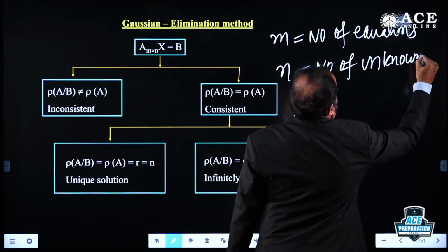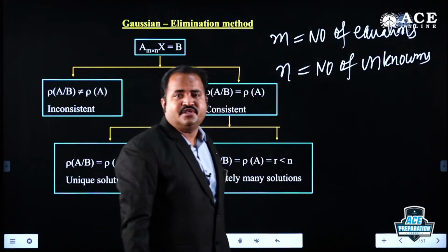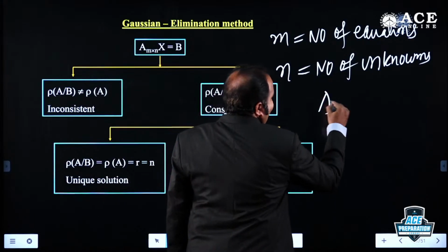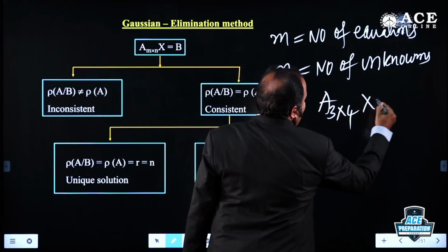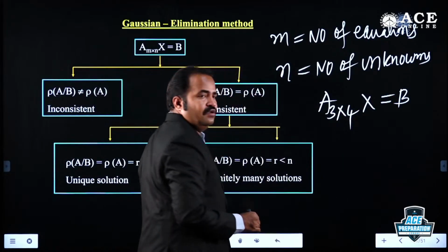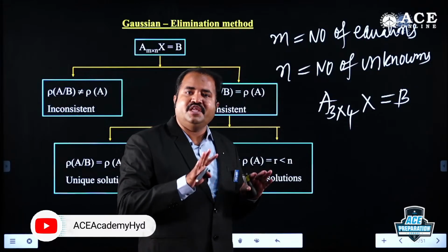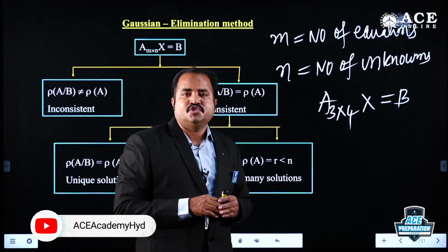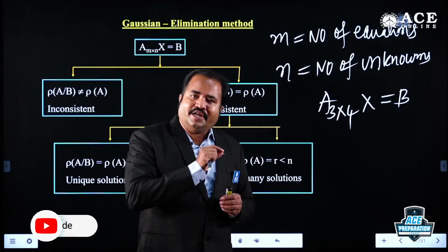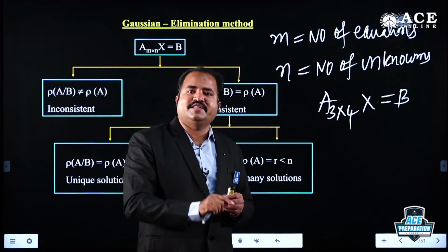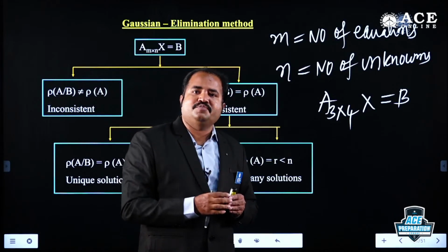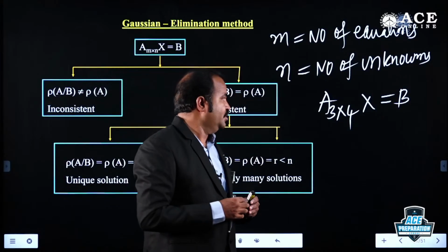For example, A is a 3 by 4 matrix, into x equal to O, or x equal to B. What does it mean? 3 rows, 4 columns. 3 rows means what? 3 equations, 4 unknowns. So m means the number of equations, that is, rows of a matrix; each row of a matrix represents an equation, and the number of columns equals the number of unknowns, right?